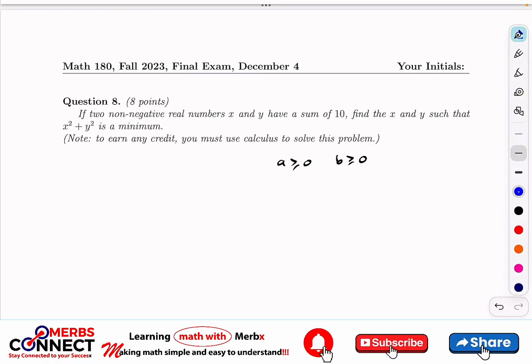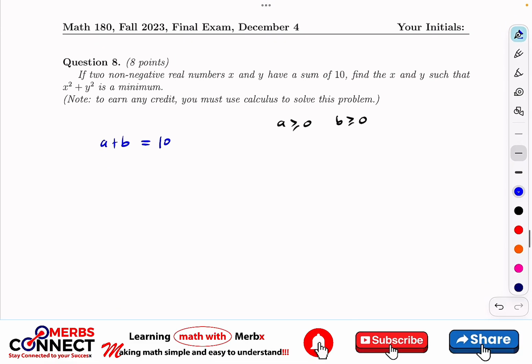So the sum is 10, so a plus b should be equal to 10. And the question is, we want to minimize this. The first question here is to find x and y such that this is minimized. Now, to earn any credit, you must solve this problem. Okay, so we need to solve this.